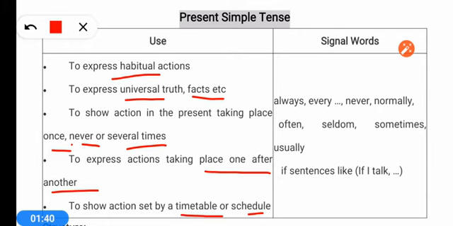To identify whether it is present simple tense or another tense, we need these signal words: always, every, never, normally, often, seldom, sometimes, usually, occasionally, regularly. Such kinds of words are used as signal words in present simple tense.